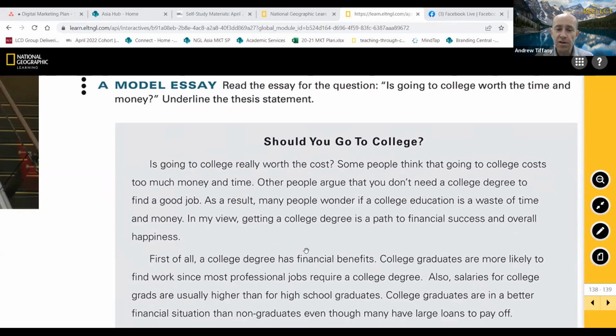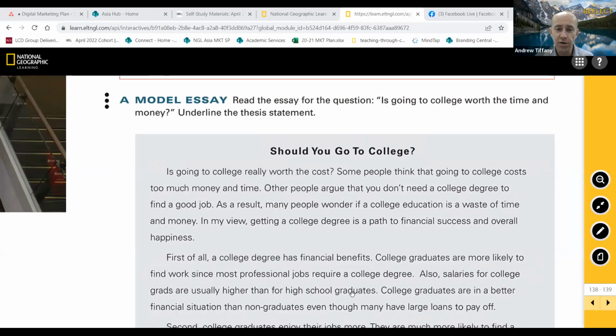What's my support for that supposition? Okay, and so then we could say, great, where are our supporting ideas that go along with that? Financial benefits, right? College graduates are more likely to find work. Great, that's one. And salaries for college graduates are usually higher. And then hence they're in a better situation, even though they have large loans to pay off. Some people might try to counter argue that a college degree doesn't have such good financial benefits because you have large loans. But then this person is counteracting that argument straight away by saying they're in a better financial situation, even with the loans, they're still better off. So they're shooting down that idea straight away. And so these are techniques we can teach our students to put into their writing.